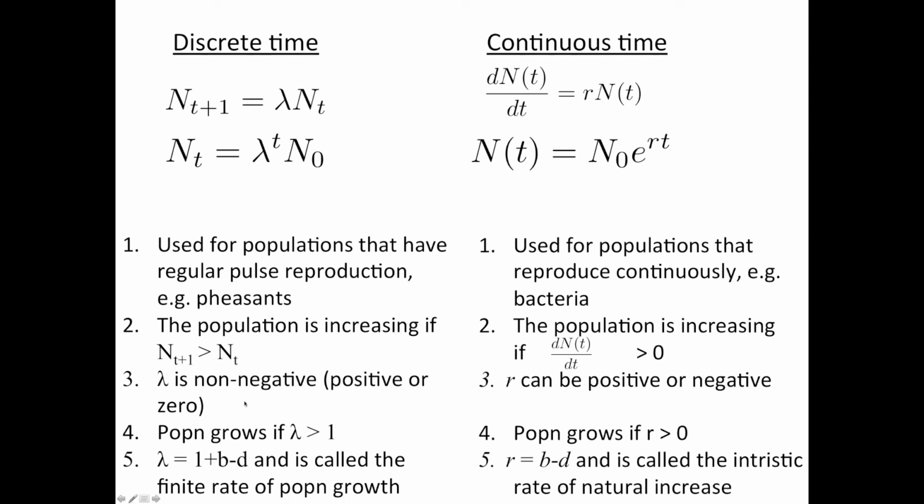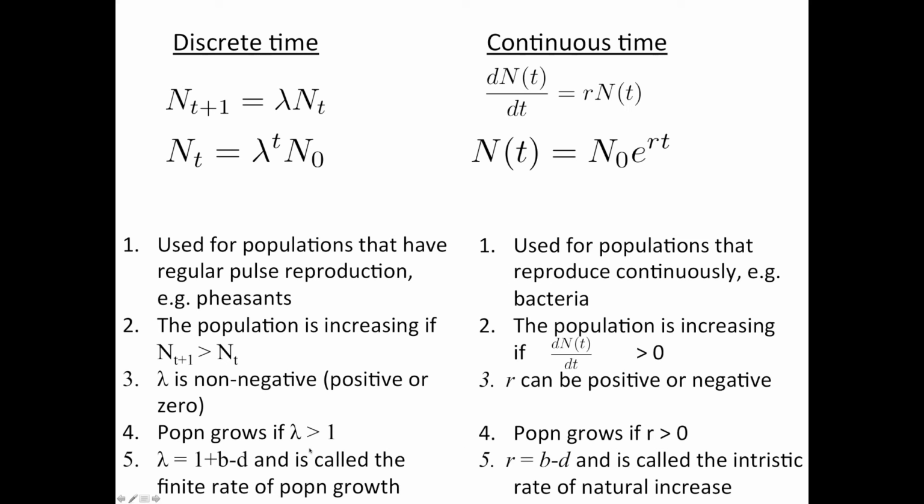So lambda is non-negative. But it's different for r. R can be positive or negative, because r is just the birth rate minus the death rate. So the death rate is the instantaneous death rate. So that's the number of individuals that die per unit time. And so depending on what the unit time is, this can be either bigger than 1 or less than 1. So r can be either positive or negative, and the population grows if r is positive.